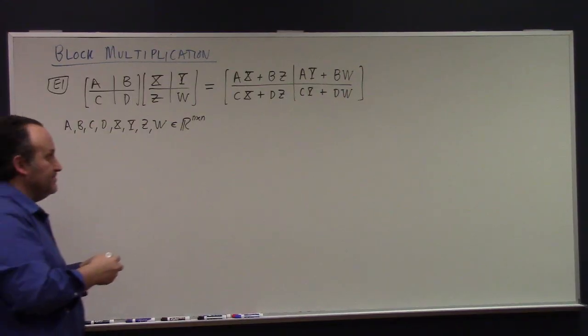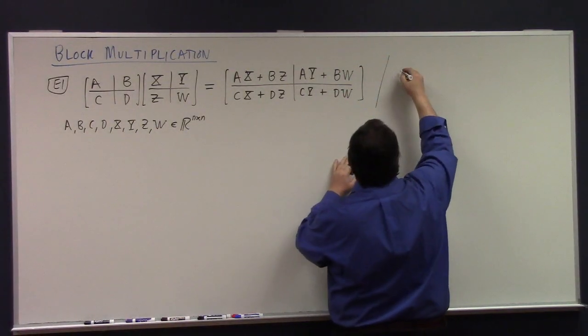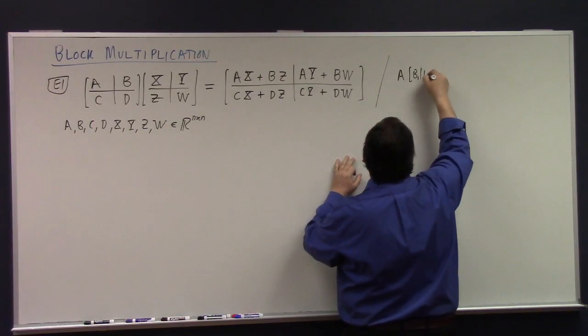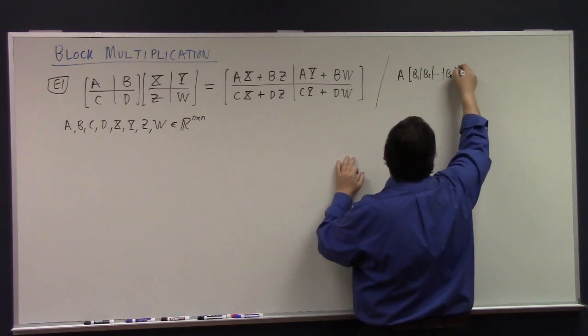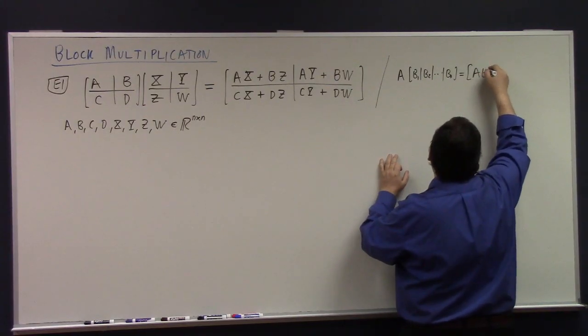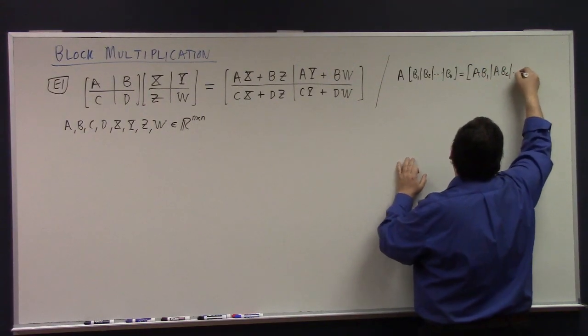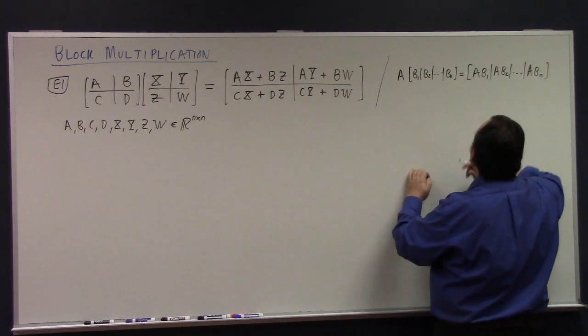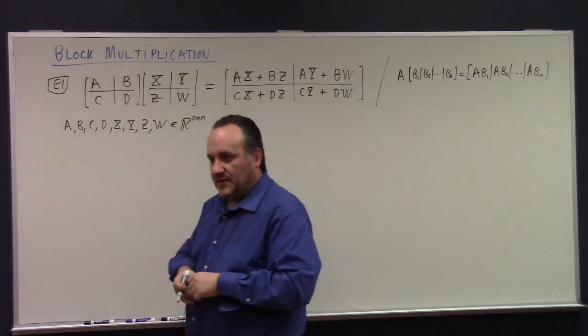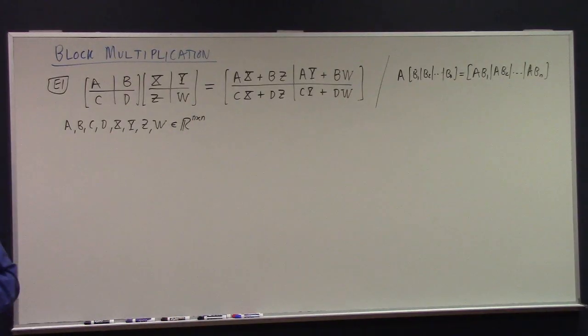I would say in some sense, remember the column by column rule we had? If we have A times B1, B2, through Bn, I told you that in fact that's the same as AB1, AB2, through ABn. That's kind of a block multiplication type rule, right? It's saying that a matrix times a concatenation of columns behaves the same way. It's just like scalar multiplication. How do you scalar multiply a matrix? You just multiply every entry. So in some sense, that's a kind of block multiplication.